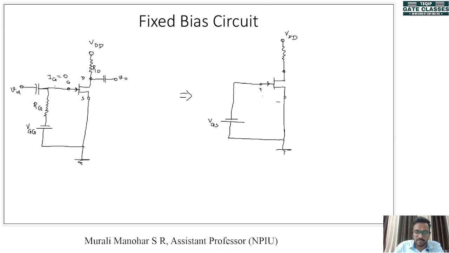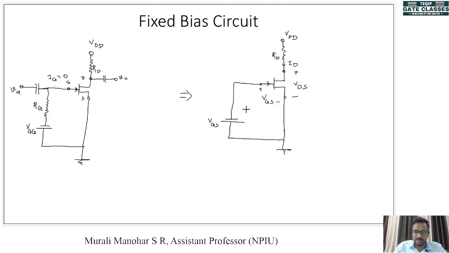Across this we have VGS, and across this we have VDS. This is RD, the current is flowing here, which is ID. Now this is the fixed bias circuit. Now we can analyze this. So what will be the value of VGS here?